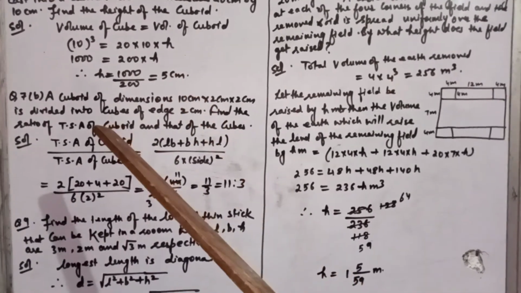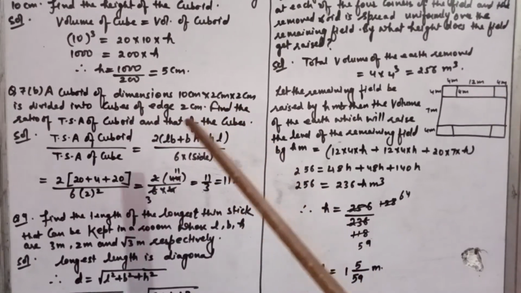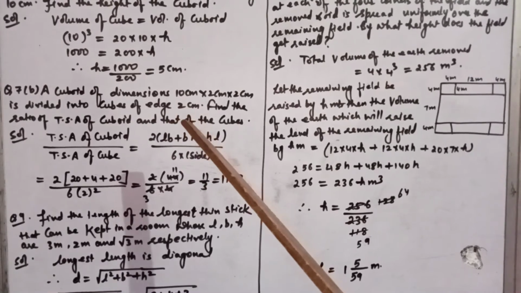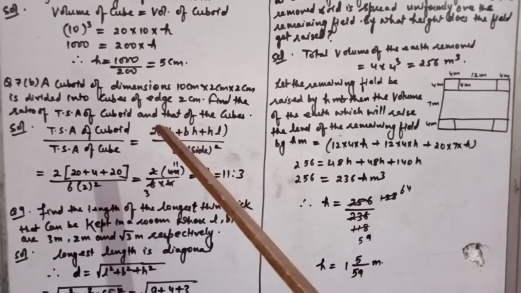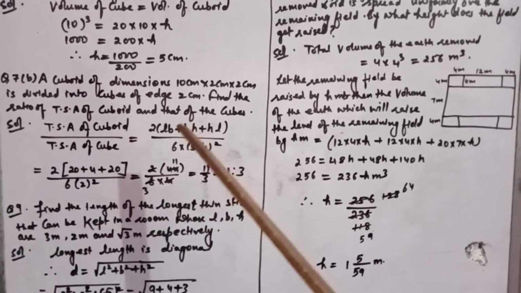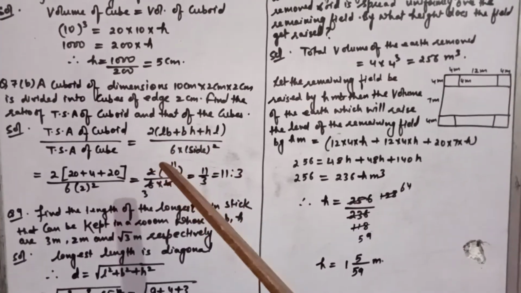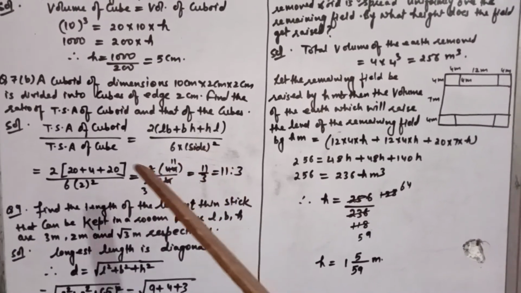Clear, student? Question number 7b now. A cuboid of dimension 10 into 2 into 3 centimeter is divided into cube of edge 2 centimeter. Find the ratio of total surface area of cuboid and that of the cube. Total surface area of cuboid is 2, length into breadth plus breadth into height plus height into length, and total surface area of cube is 6 into side square.